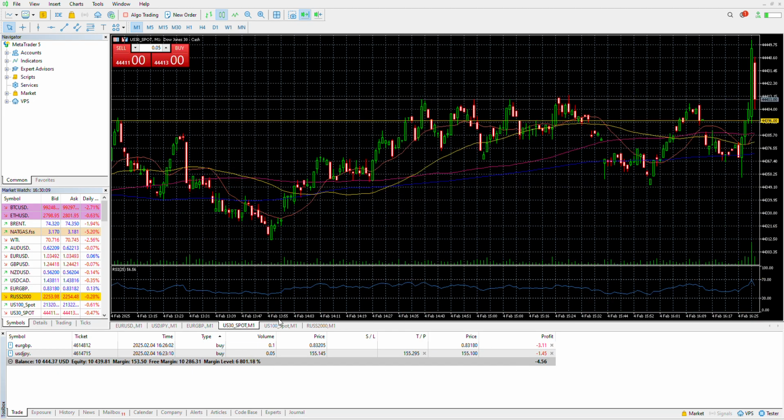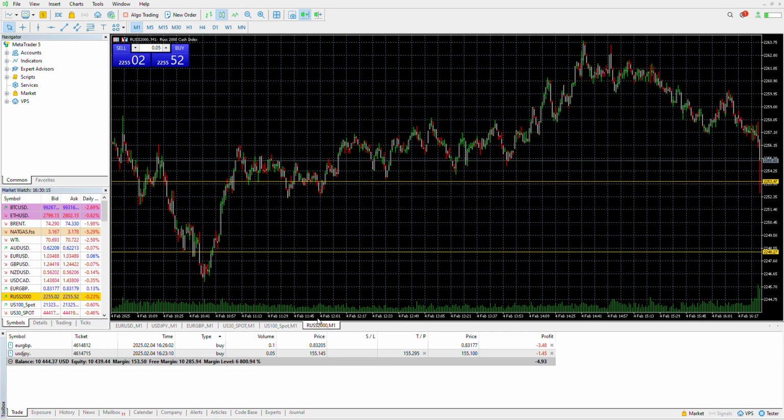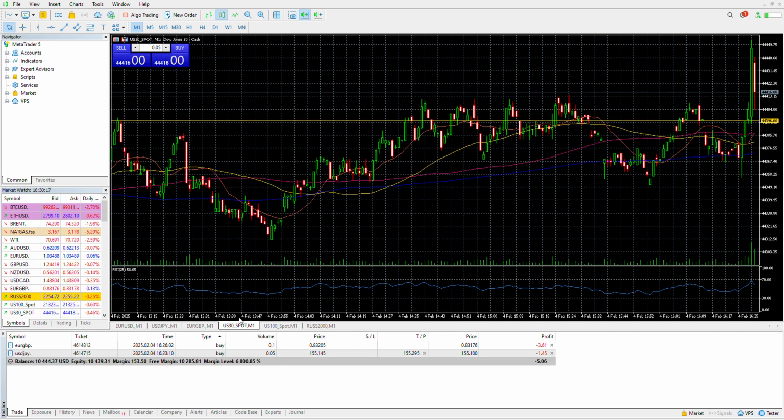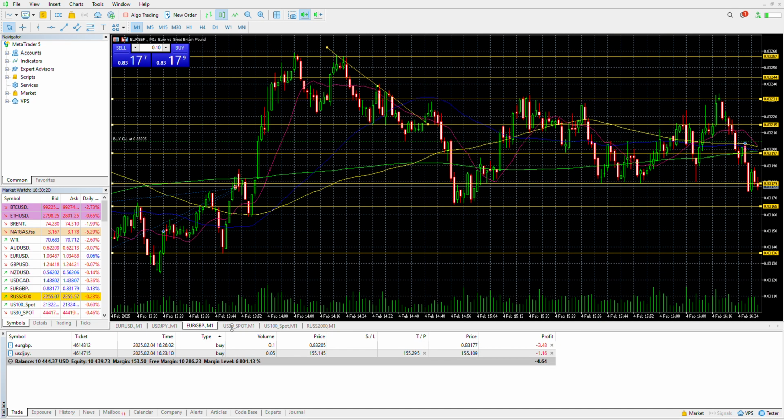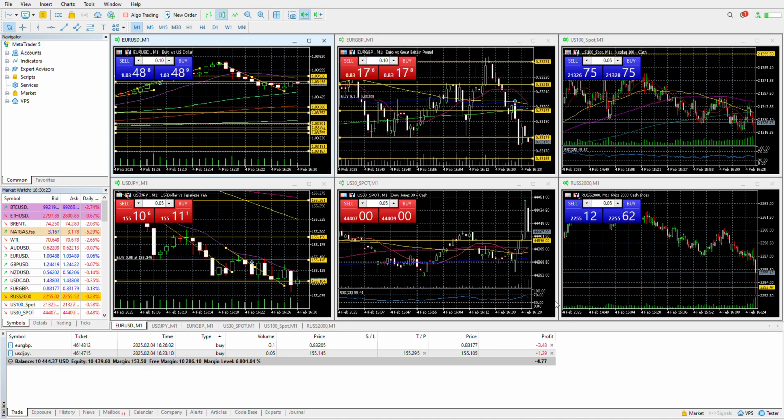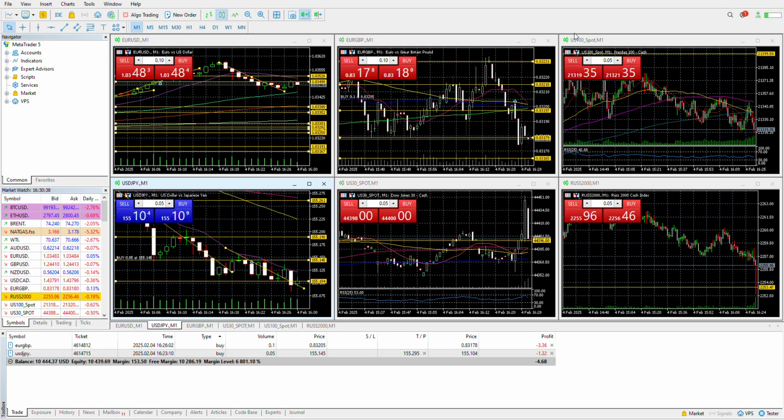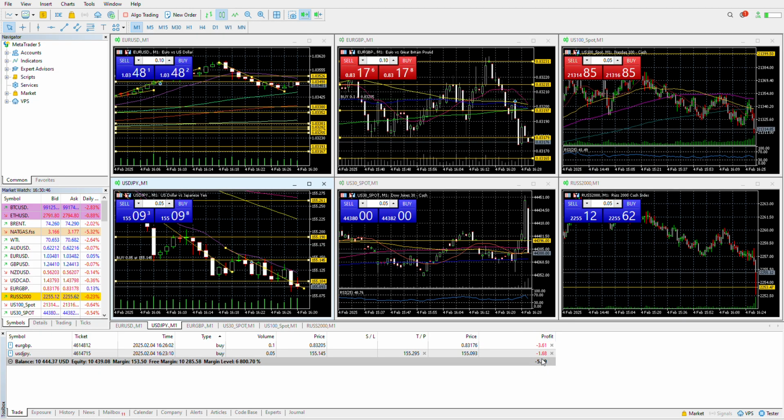Market is open. See the way it's moving? Look at that. Market is open. Look at the way it's moving. So that's still at a low. So that's moving. That's the US 30. That's the US 100. That's the Russell 2000. That's moving. Losing 5 instead of making a dollar. I'm losing 5 right now.